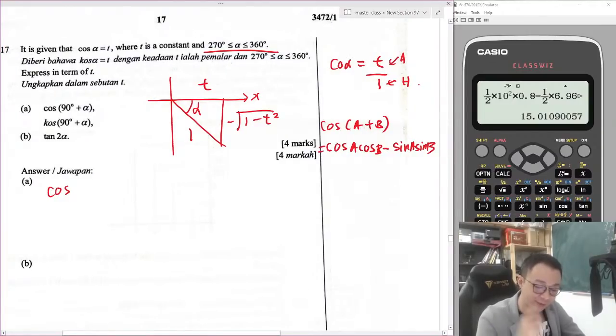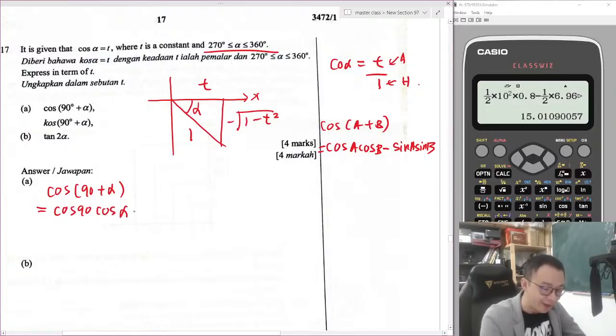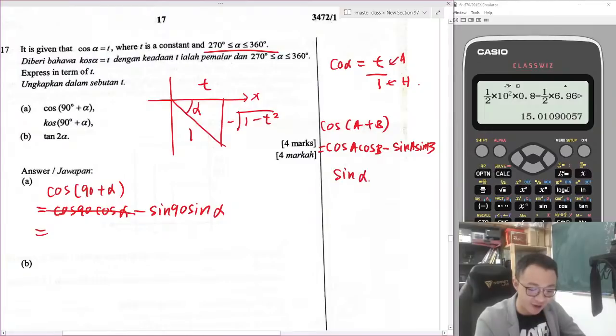Alright, so therefore I will just apply now, okay? So cos(90 + alpha) equals cos 90 cos alpha minus sin 90 sin alpha. Cos 90 is 0, so that whole term cancels out because 0 multiplied by anything gives 0. But we don't have sin alpha. We kind of need to find it out.